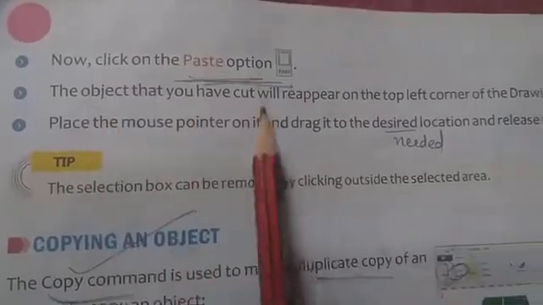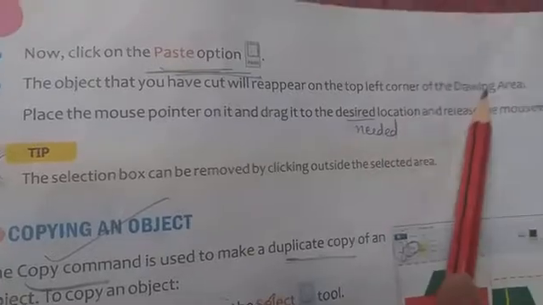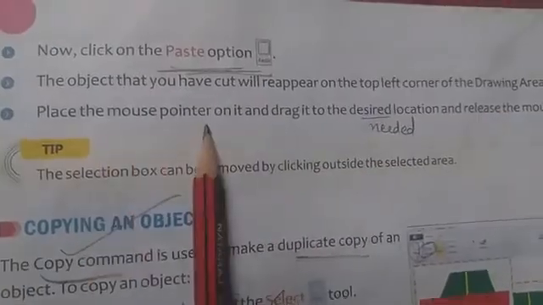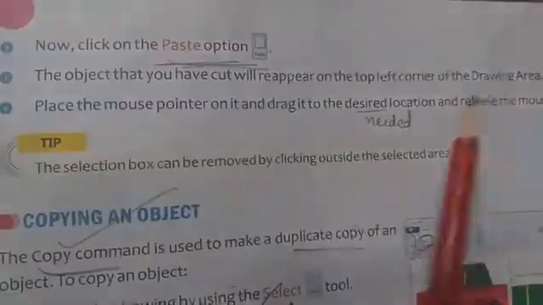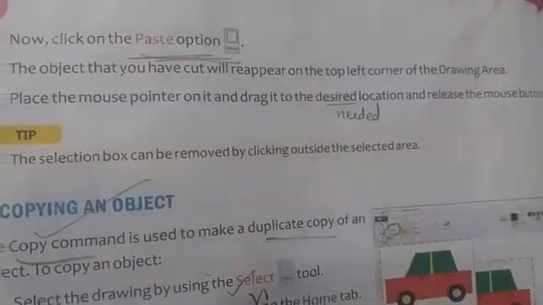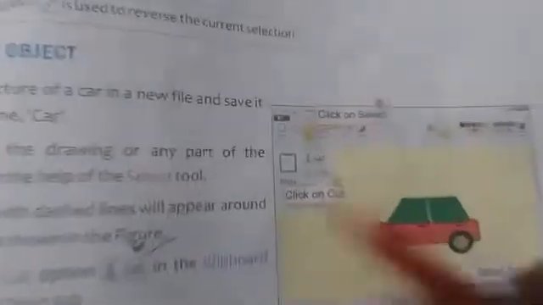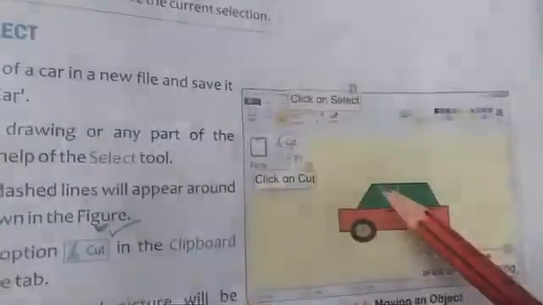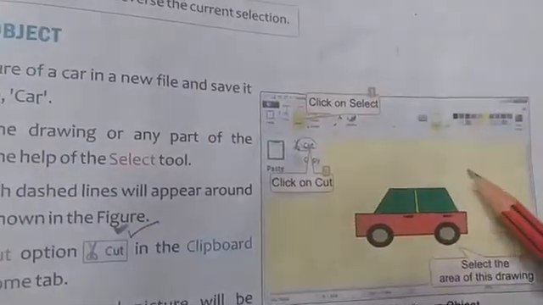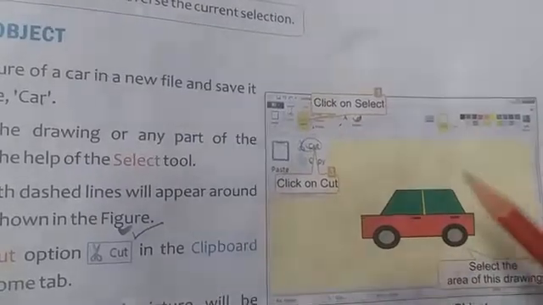The object that you have cut will reappear on the top left corner of the drawing area, and place the mouse pointer on it and drag it to the desired location and release the mouse button. After selecting cut option, we have to choose the paste option to come back the selected image. Yes, to take back the selected image.